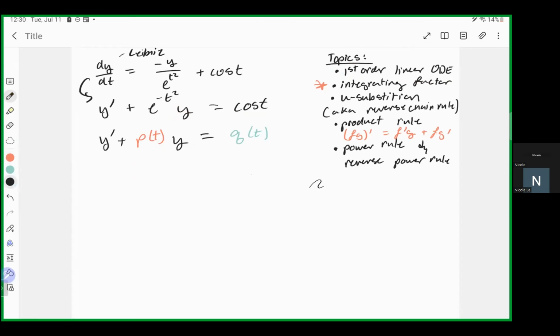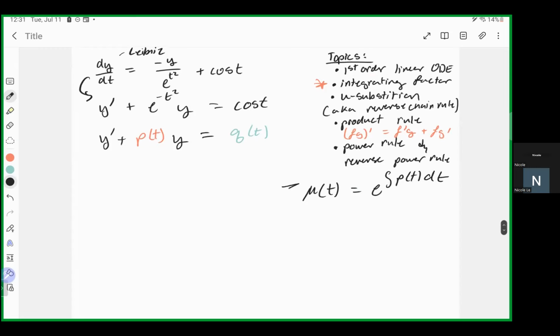Okay, now that our linear ODE is in this form, what is the integrating factor? It's simply e to the integral of p of t. And as to why this works, we're really just exploiting a property of e, and we're exploiting the product rule in order to do this technique by integrating factor. Okay, so let's compute the integrating factor.